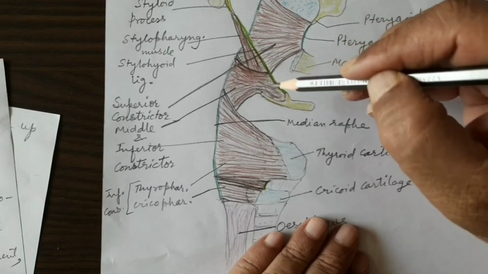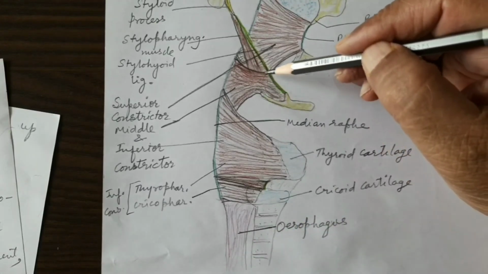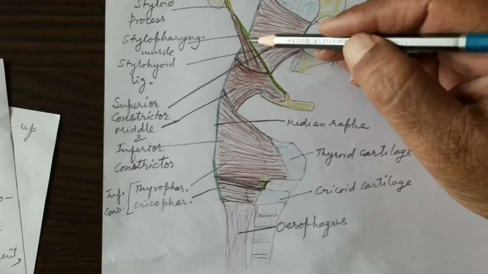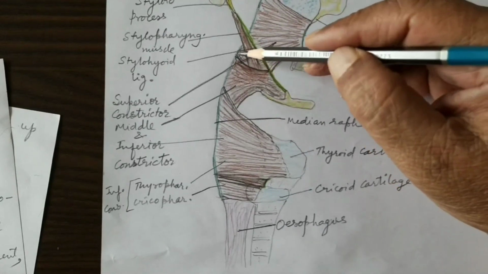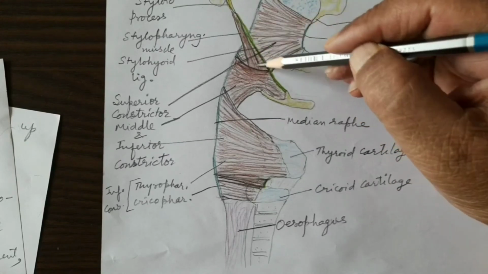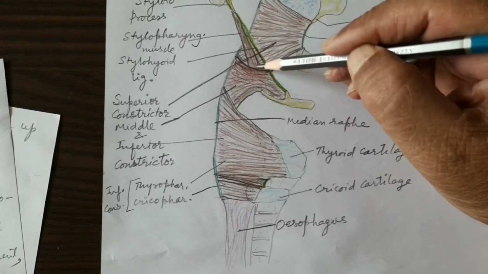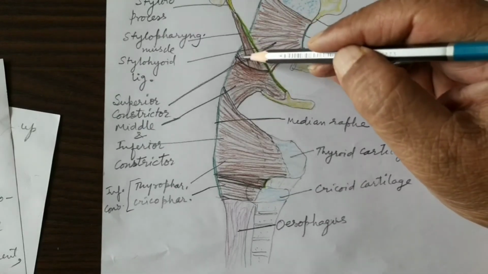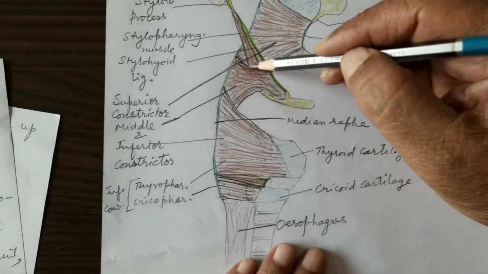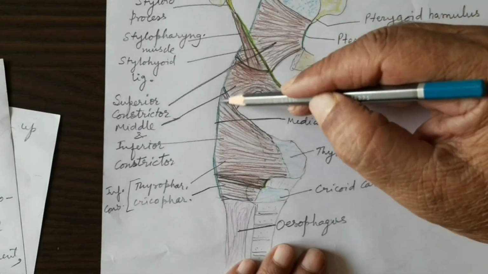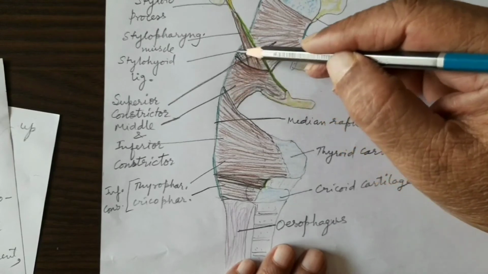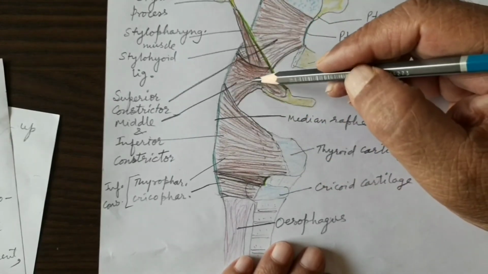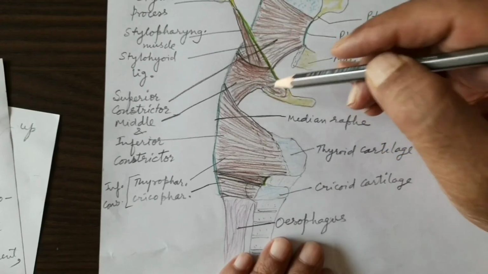three give origin to the middle constrictor, which will fan out, and its superior border will overlap that of the superior constrictor muscle, while it will also overlap a longitudinal muscle of the pharynx, stylopharyngeus muscle, and this will go and get inserted again into the median raphe or pharyngeal raphe. This is the median raphe going. Right, so this is the middle constrictor.